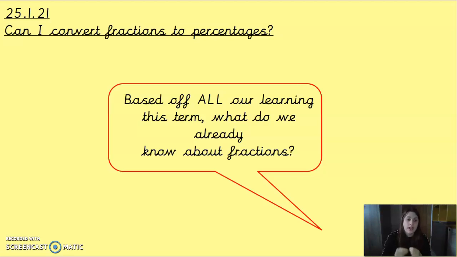We're going to look at converting fractions, so changing a fraction into something to get percentages. And it's really easy if you just follow step by step and sort of think about it.